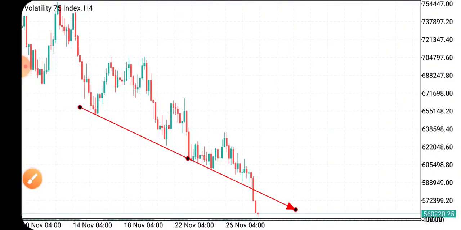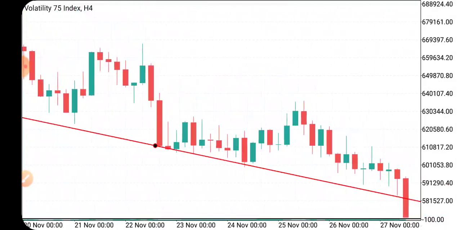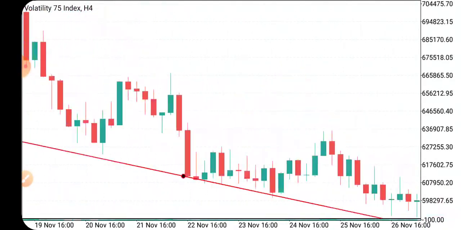Okay, so what are we looking for currently? What are we expecting the price to do on the 4 hours time frame? Just drawing this single line can actually give us information of what to expect. This is a downtrend, right?